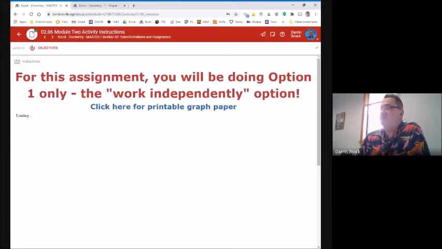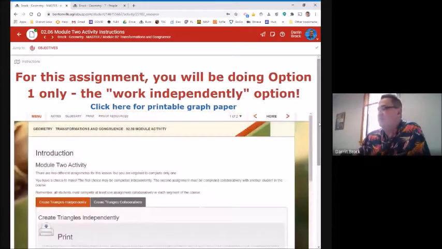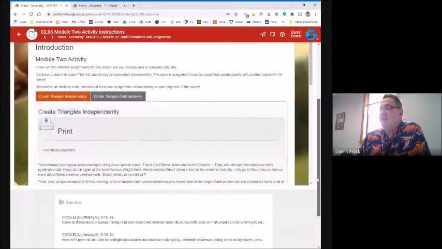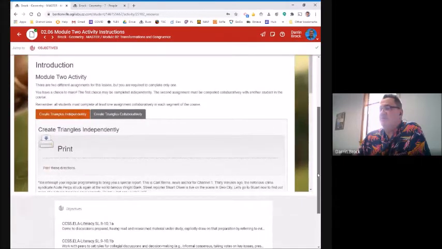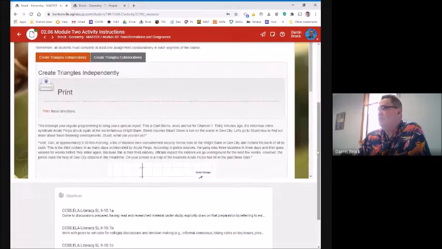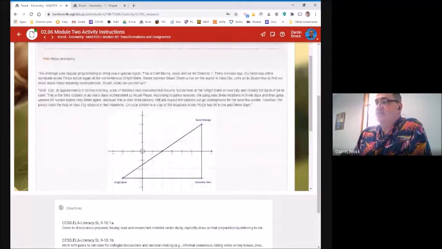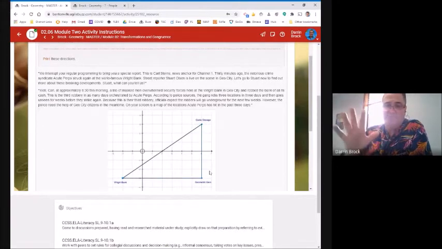Okay, we're only doing option one, because this has a collaborative option that we're not assigning you to work with another person. So for the module two activity, we're just looking at option one here. We're going to create triangles independently, not collaboratively. It gives us a little story about some bank robbers who are breaking in and overwhelming people at three banks, and this group always works in the same pattern. So they want us to come up with some other patterns that might work.